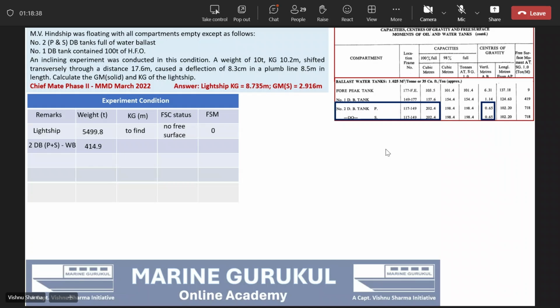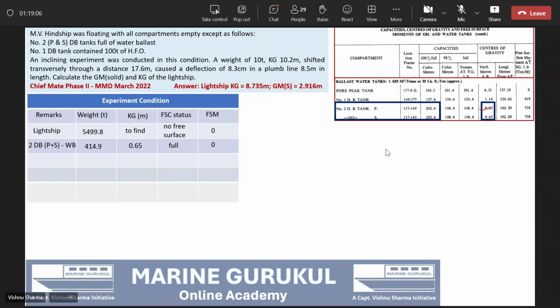What is the KG of these two tanks? 0.65. It is again here. KG is 0.65. Correct, guys? Correct, sir. Once these tanks are full of water ballast, will there be any free surface moment in them? Will there be free surface? No. So in the experiment condition, there was no free surface from here. What is the next weight on board when the experiment was conducted, guys?